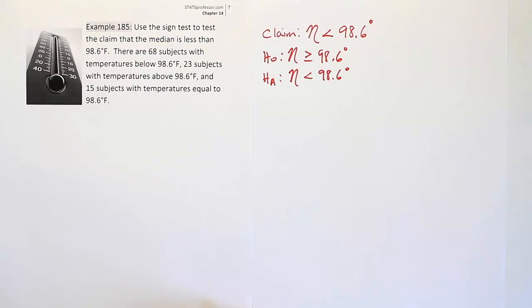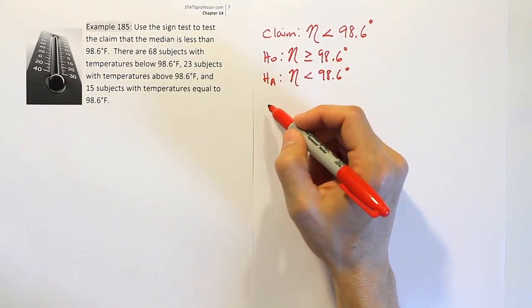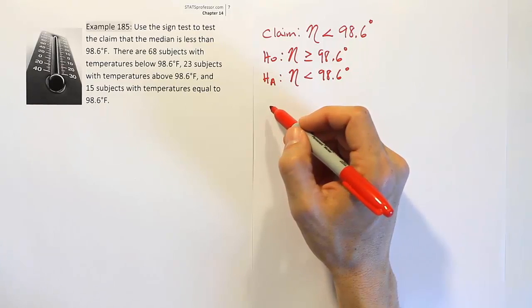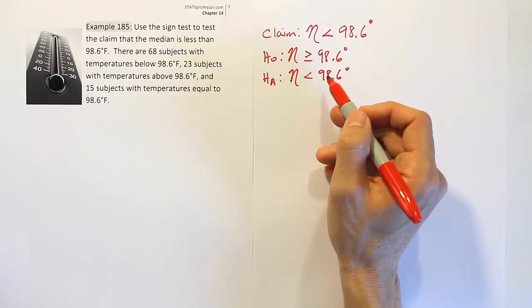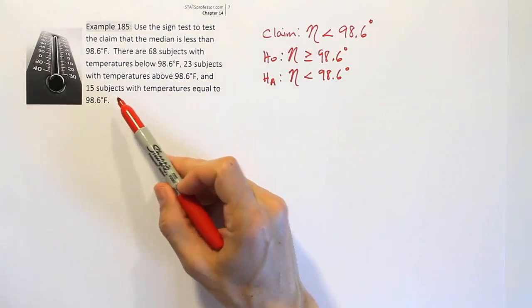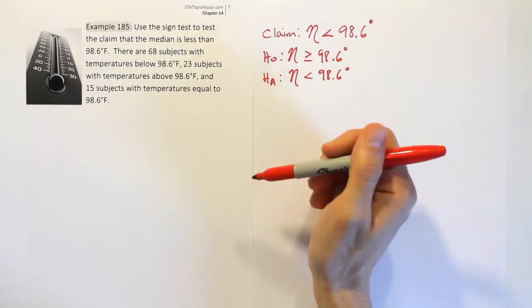All right, so now that you have the claim, H0 and HA, your next step is to work with the data a little bit. And all we're going to do here is calculate a special quantity. We need to do two things. We need to throw out any ties. So any body temperature that was actually equal to 98.6 should be ignored in the problem. We see there were 15 subjects with temperatures equal to 98.6. We're going to discard those.